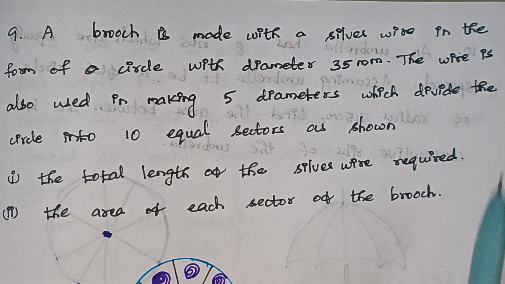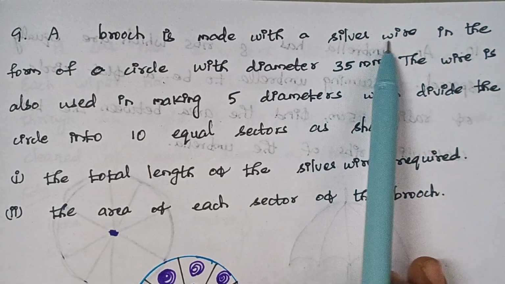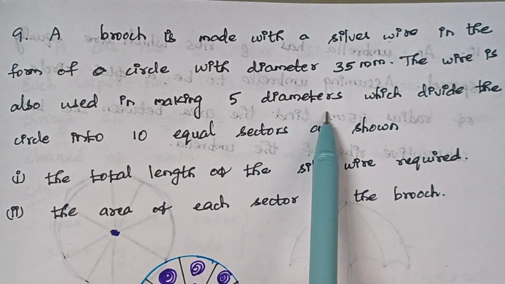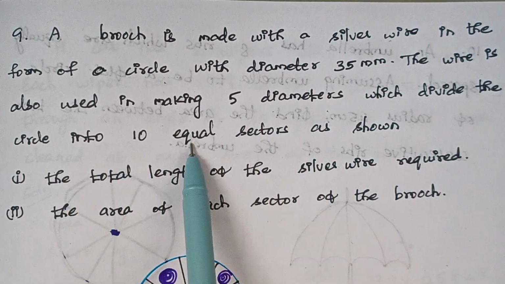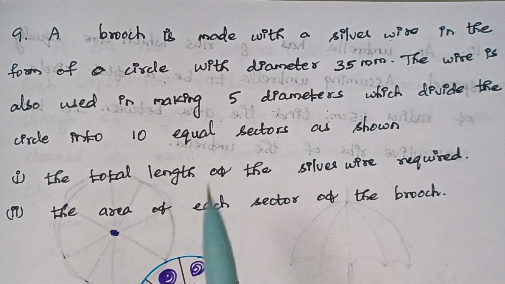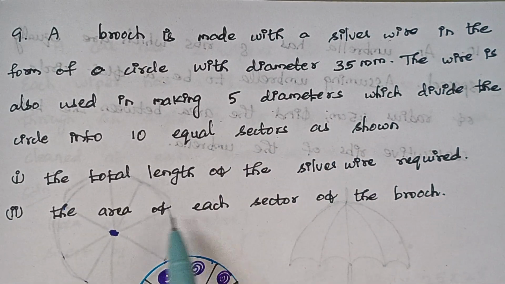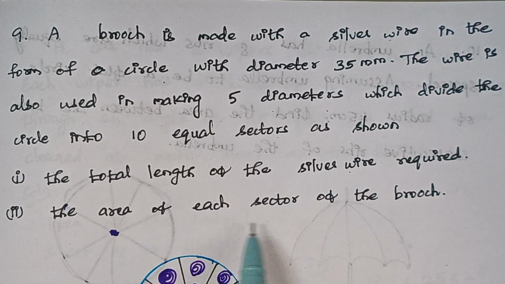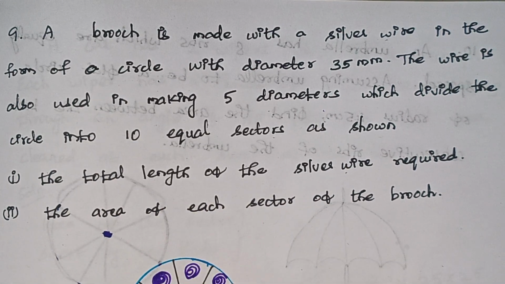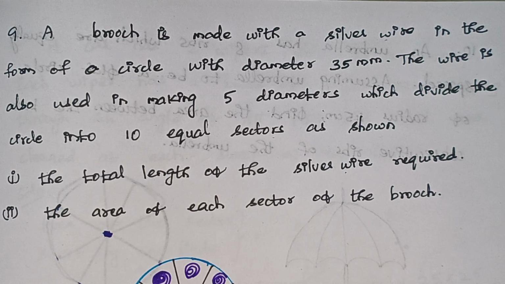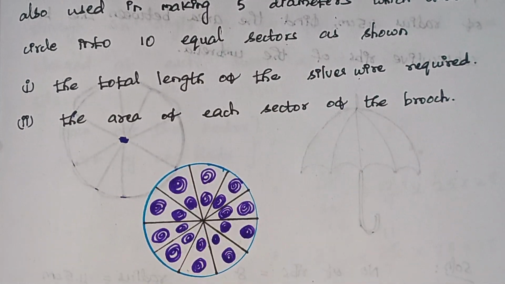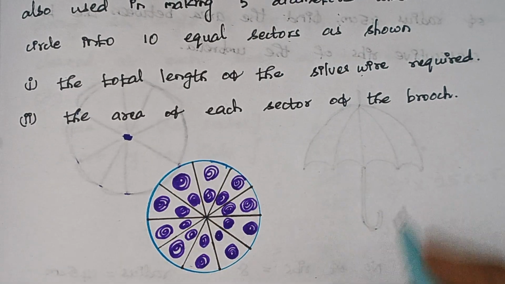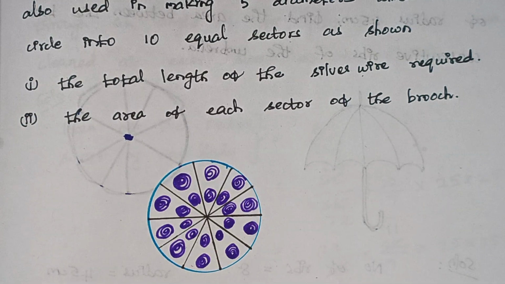The same silver wire is also used in making 5 diameters which divide the circle into 10 equal sectors as shown. Here we have to find the total length of the silver wire required and the area of each sector of the brooch. So we are having a circle whose diameter is 35 mm.